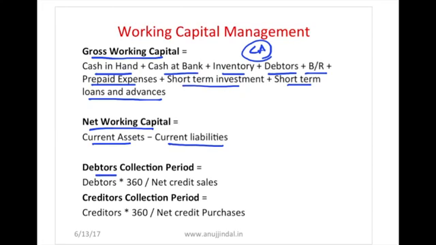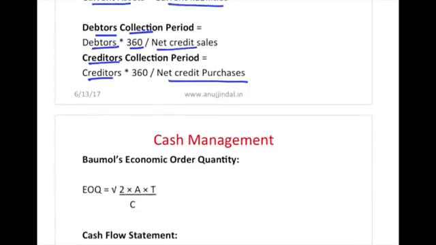Debtors collection period: how much time does it take for an enterprise to collect money from the debtors? It is debtors into 360, because we have 360 days, approximately 365, but we take 360 in order to make our calculations easier, upon net credit sales. And if you are considering creditors payment period, then we take creditors and net credit purchases.